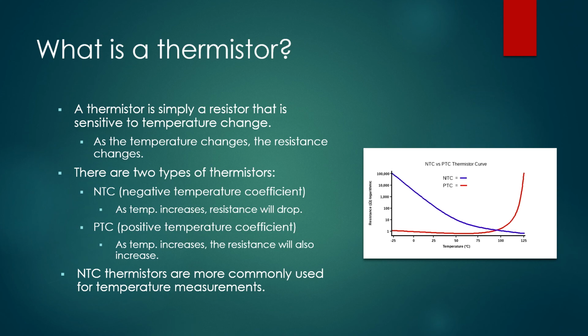NTC, negative temperature coefficient, which means as the temperature rises, the resistance will drop, and PTC, positive temperature coefficient, which means as the temperature increases, the resistance will also increase. NTC thermistors are more commonly used for temperature measurements.